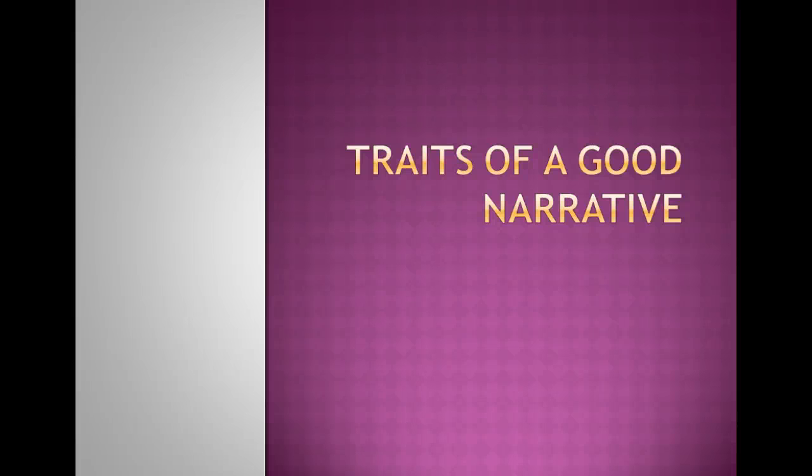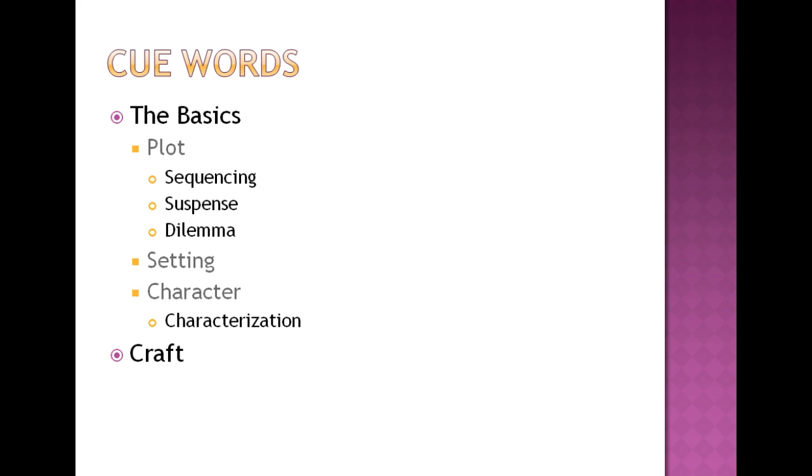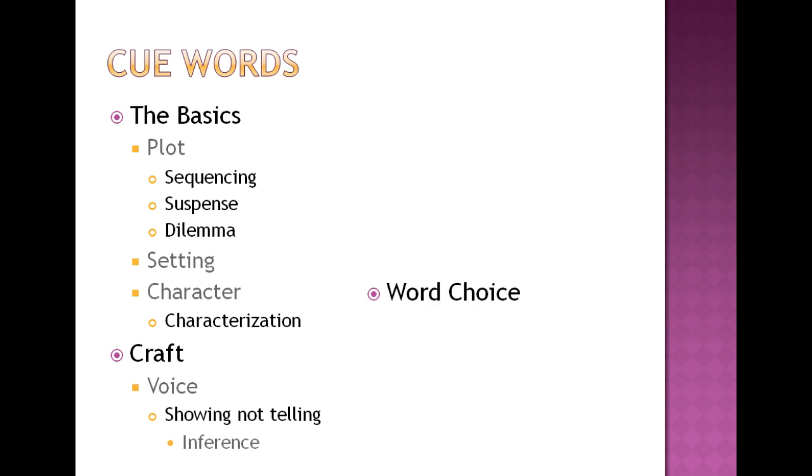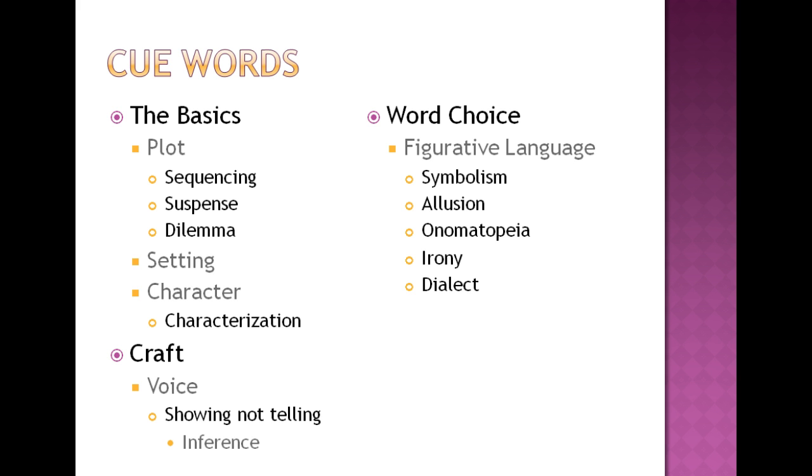So, you know what a narrative is at this point, but making a good narrative, writing a good story, is a little bit different. This lesson covers some things that you can look at and manipulate in order to write a good story. Your keywords are the basics, including plot, sequencing, suspense, and dilemma. You also have setting, character, and characterization, craft, voice, showing, not telling, this one is very important, inference, and word choice with figurative language, symbolism, allusion, onomatopoeia, irony, dialect, and sensory words.